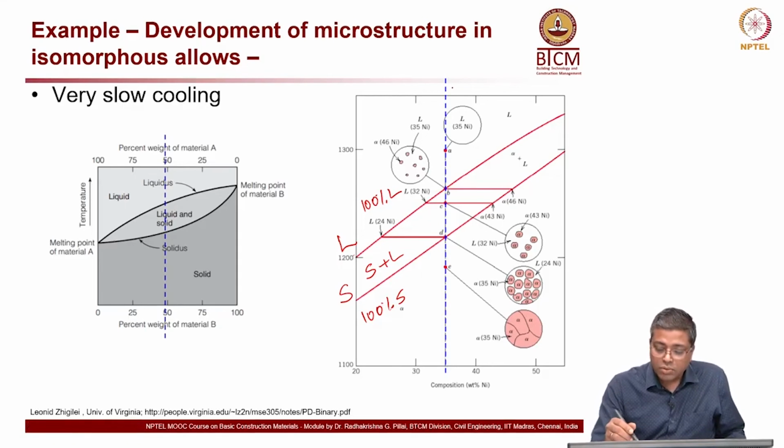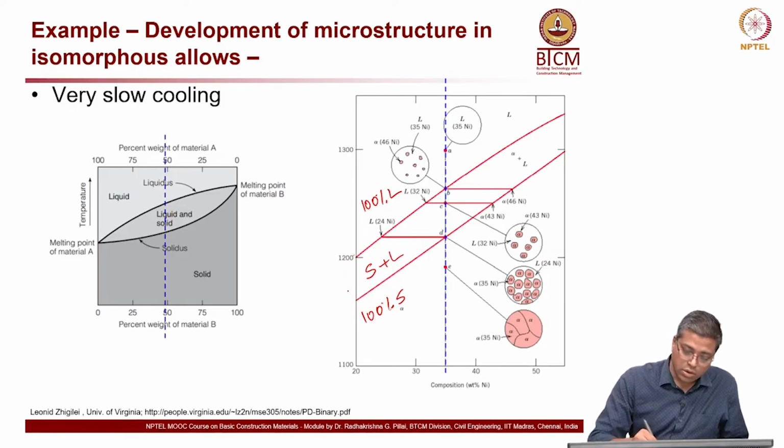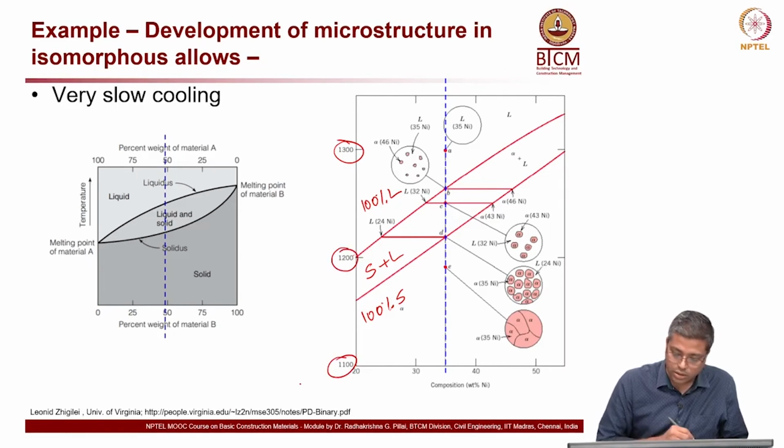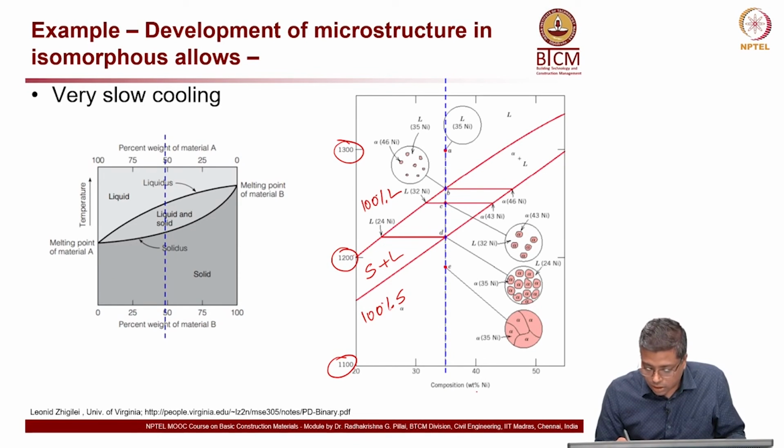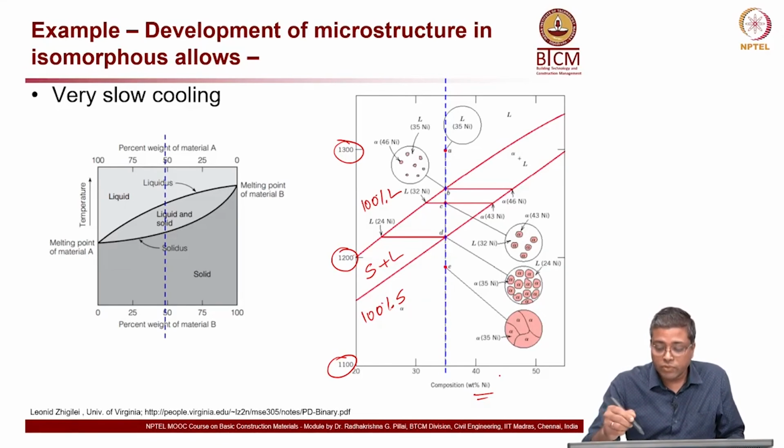And now, let us start from the top of this blue line and then move downward, and see what happens when the temperature decreases. So, now look at the temperature. This is 1300, 1200 and 1100. Now, for this particular material, the composition is in weight % nickel. That is not the important thing here. I am just trying to show you how the phases are different.